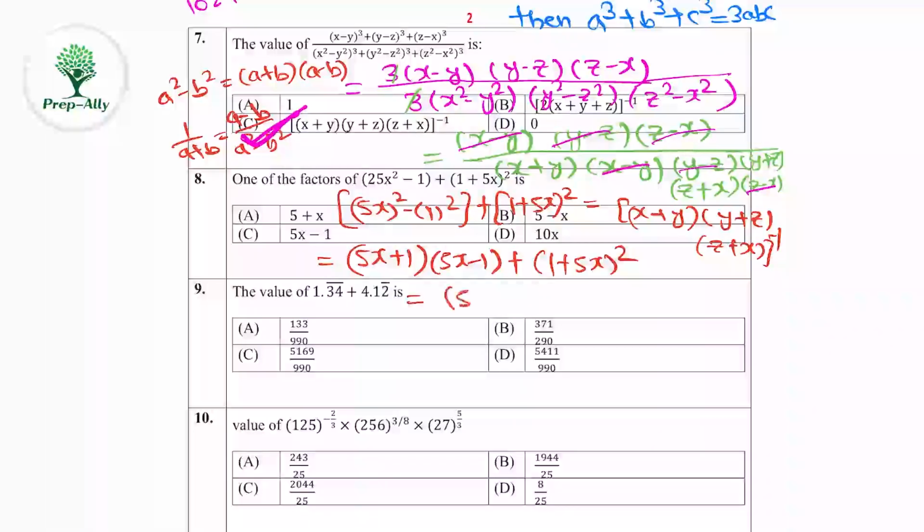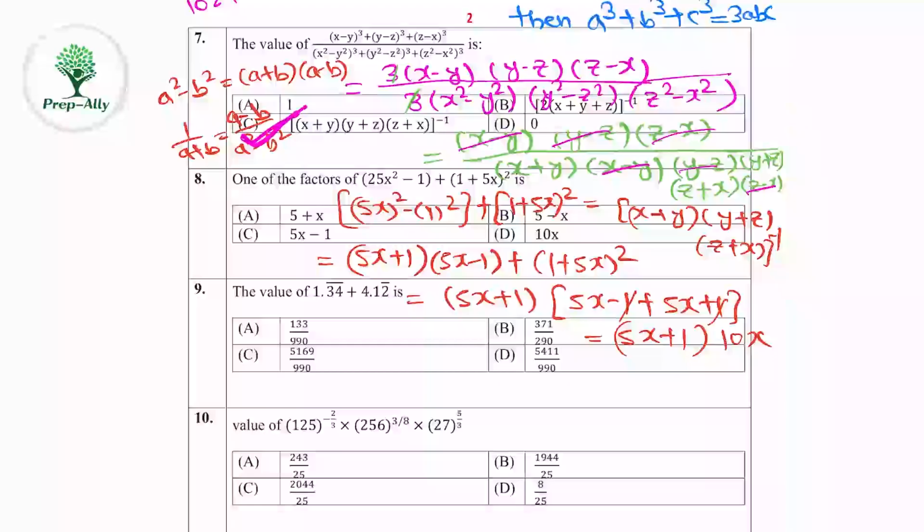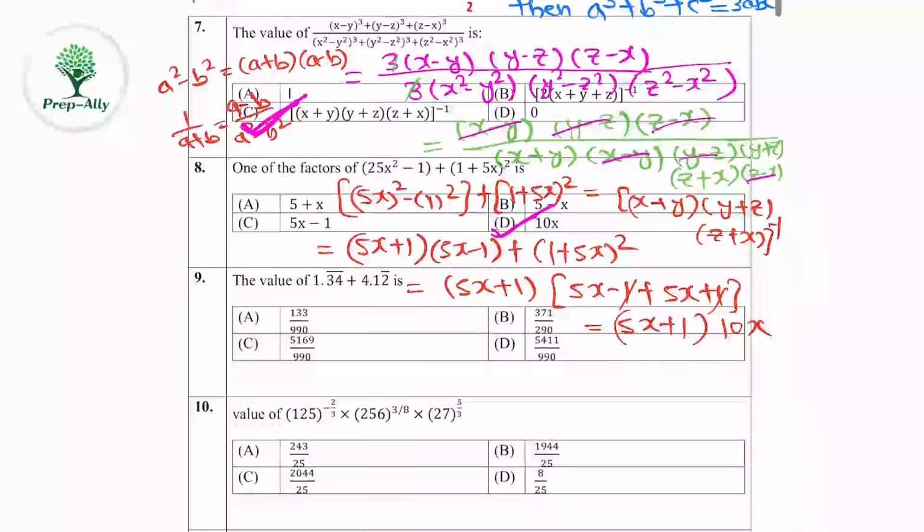So we can take 5x plus 1 as common. We are getting here (5x minus 1 plus 5x plus 1). So 1 and minus 1 cancel out. We can write here (5x plus 1) into 10x. If you check the options, nowhere is 5x plus 1 present, but 10x is present in option D. So the correct answer for this one is option D.